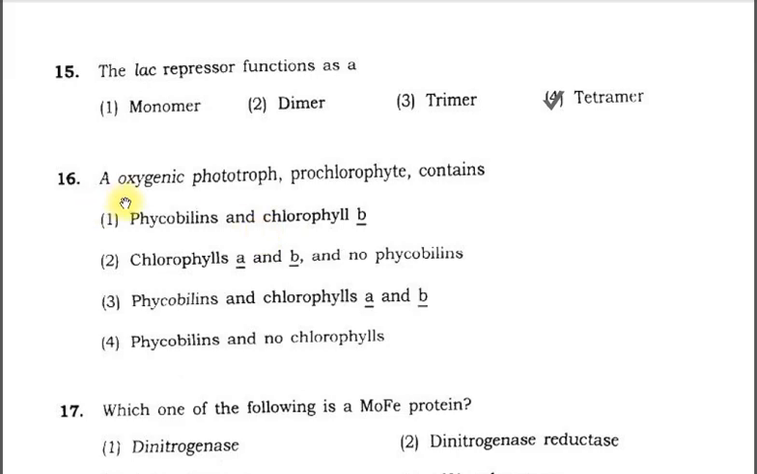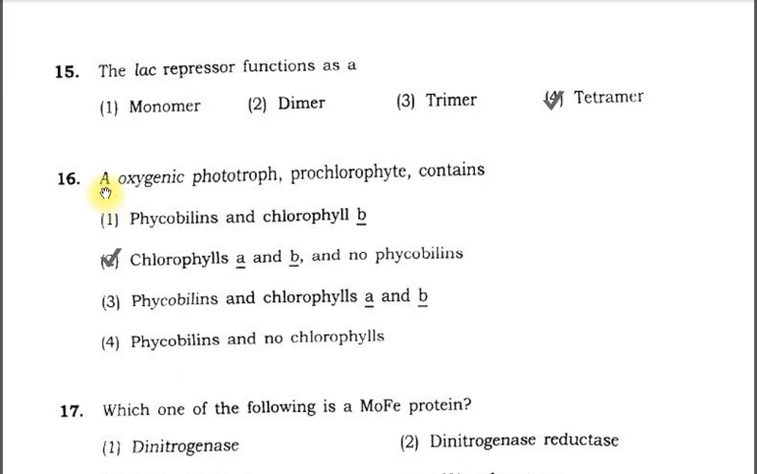Question number 16. Now it is written anoxygenic. Okay, so this is somewhat different. I think it should be oxygenic. Phototroph prochlorophyte contains, the options are: 1. phycobilins and chlorophyll B, 2. chlorophylls A and B and no phycobilins, 3. phycobilins and chlorophylls A and B, 4. phycobilins and no chlorophylls. So out of this, the correct option is option number 2.